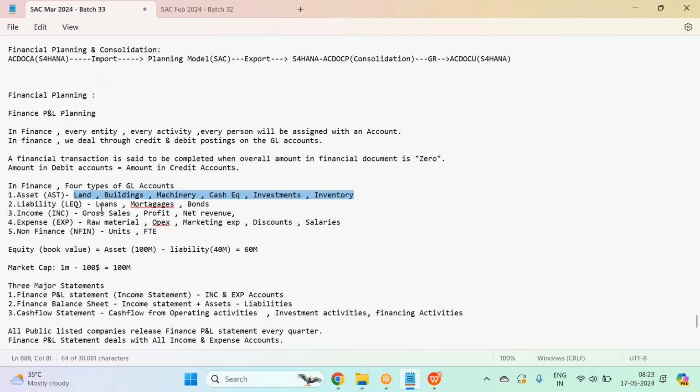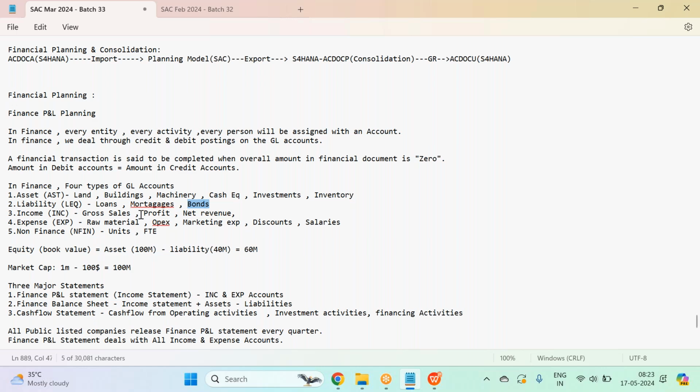Liabilities means your loans. The company takes loans from the banks. Mortgages, where they raise some amount by mortgaging, or they issue some bonds which will be paid at a later stage, they all fall into liabilities. The payables, the debts, will also fall into liabilities.